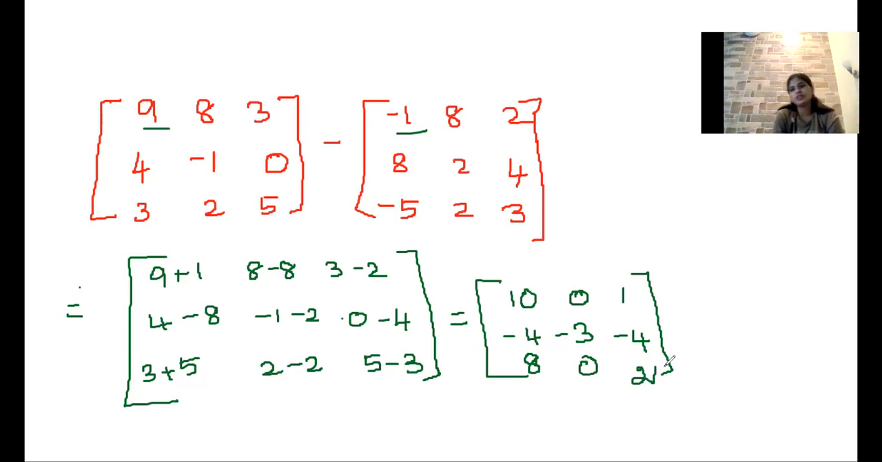So in the future classes, we will be discussing the multiplication of the matrix and adjoint of matrix and inverse concept from the matrix chapter.